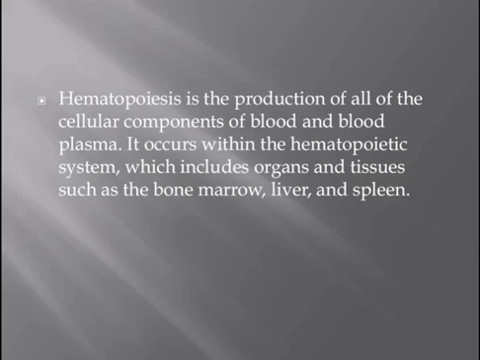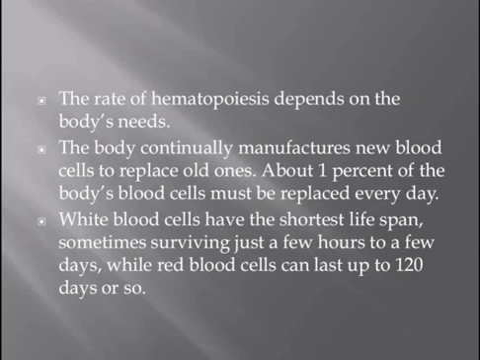Now haemopoiesis, as I told you earlier, is the process of the formation of all the cellular components of blood, and it occurs in the bone marrow, spleen and liver. Then the body continuously manufactures new blood cells to replace the old ones, right? And the rate of haemopoiesis depends upon the body's need, right? So as I told you in my last lecture also, RBCs live for a period of 120 days, but the WBCs survive only for a few hours. So depending upon the need of the body, the frequency of haemopoiesis varies.